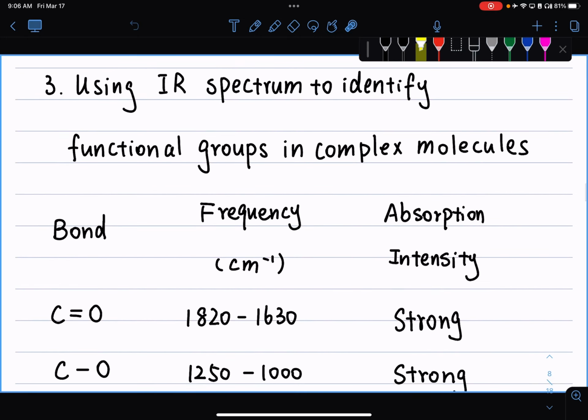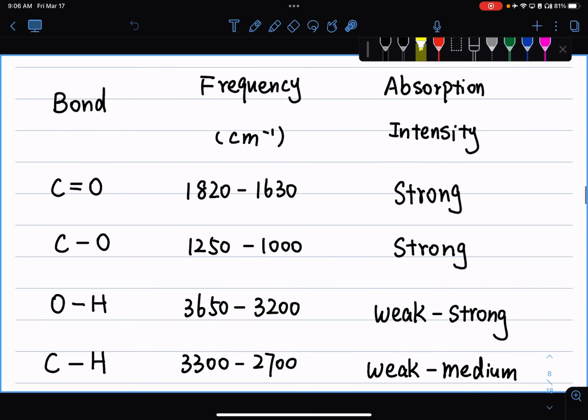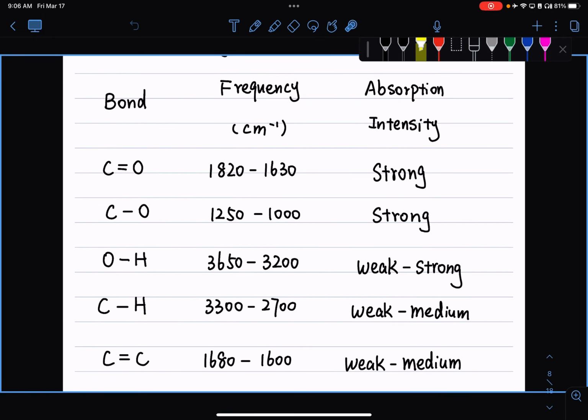So what I expect you to know is that using IR spectroscopy, you can identify different functional groups in a complex molecule. If I give you a table like this, on the left-hand side we have different types of chemical bonds. You can have a CO double bond, a CO single bond, an OH bond, or just a CH sigma bond. All these chemical bonds have different frequency ranges, and they are expected to have different absorption intensity. So by reading the table, we will be able to derive some information about an organic molecule.